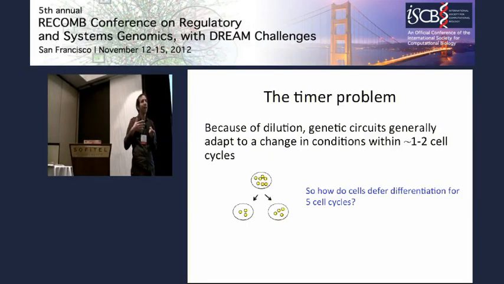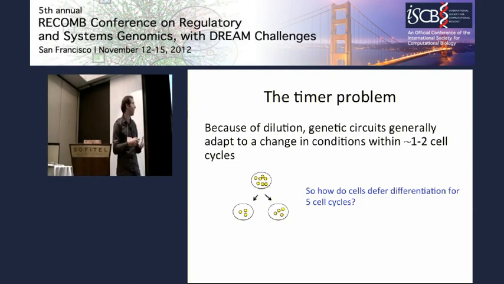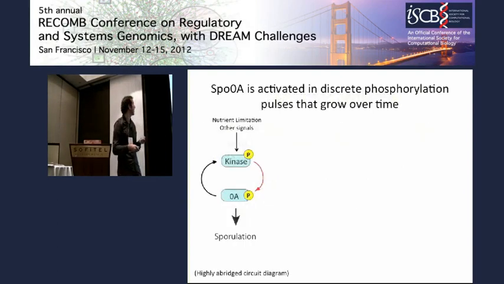Why is that? That's because when cells are growing and dividing, the contents of the cell, all the proteins and everything else, turn over with an effective half-life of 1 cell cycle or faster. And so that cell cycle really sets a kind of limiting time scale. So how do cells defer differentiation for more than 5 cell cycles, given that they have this intrinsic time scale?